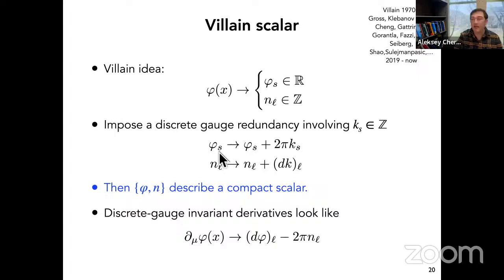The gauge transformations are written out here. So you're gauging shifts by 2 pi times an integer. If you simultaneously transform this discrete gauge field with the same gauge parameter with the right coefficient, you will end up getting something that describes a compact scalar boson. For example, gauge invariant derivatives, gauge invariant under this discrete shift gauge redundancy, look like that. This is the continuum thing. This is the lattice version. It's invariant under these transformations.